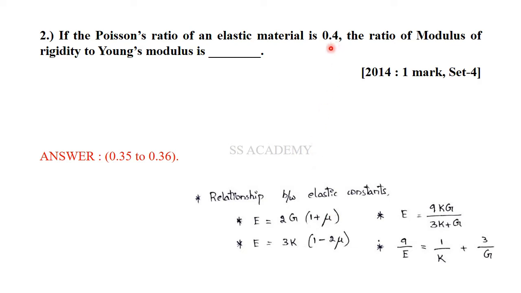Here we are given mu as 0.4, and the ratio is asked. So it is simple to just substitute 0.4 here and you will get G into 2.8 is equal to E. So G by E comes out to be 1 by 2.8, which is 0.35 to 0.36.